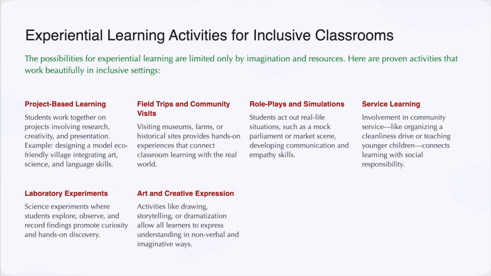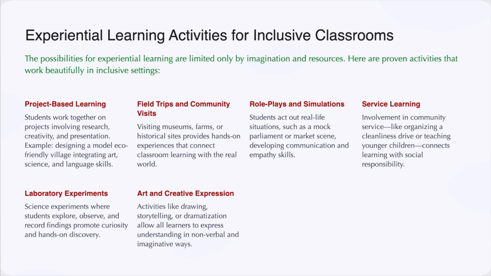Examples of experiential learning activities in inclusive classrooms. Number one, project based learning. Students work together on projects that involve research, creativity, and presentation. For example, designing a model eco friendly village can involve art, science, and language skills. Number two, field trips and community visits. Visiting museums, farms, and historical sites provides hands-on experiences that connect classroom learning with the real world.